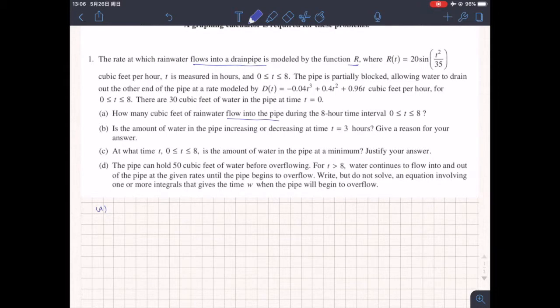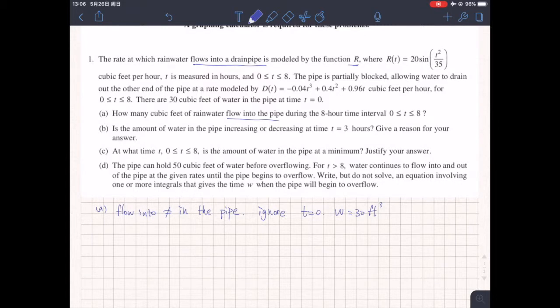Now, we need to make a clarification that the question is asking how many cubic feet of rainwater flow into the pipe, instead of how much water is in the pipe during the time interval t from 0 to 8. So, flowing into the pipe does not equal how much water is in the pipe. So we temporarily ignore the initial condition that there are 30 cubic feet of water in the pipe at time t equals 0. We have already learned the definition of an integral and how to use it.